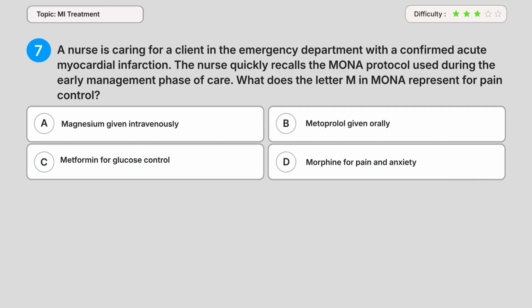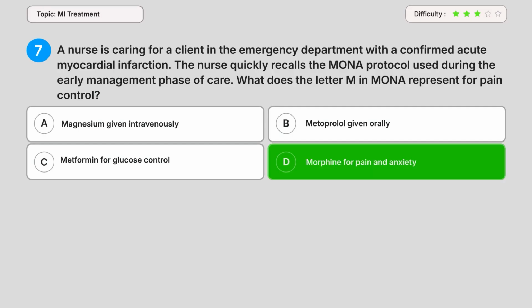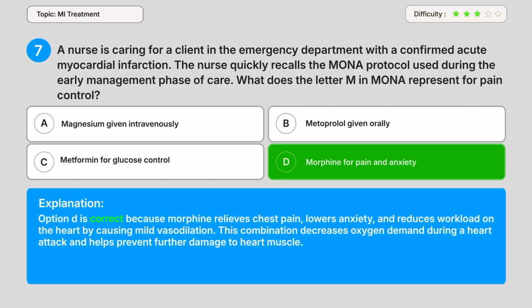Correct answer, D. Morphine for pain and anxiety. Explanation. Option D is correct because morphine relieves chest pain, lowers anxiety, and reduces workload on the heart by causing mild vasodilation. This combination decreases oxygen demand during a heart attack and helps prevent further damage to heart muscle.